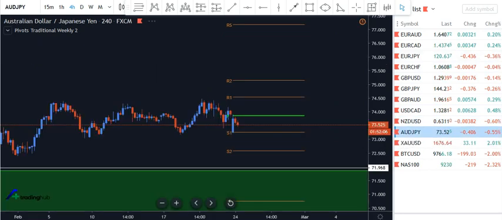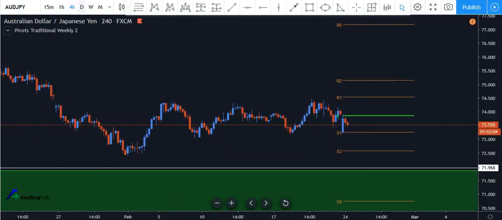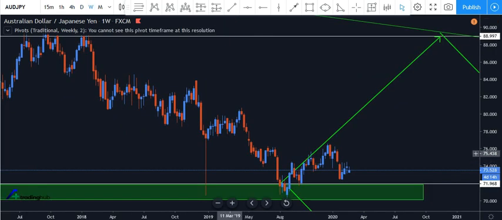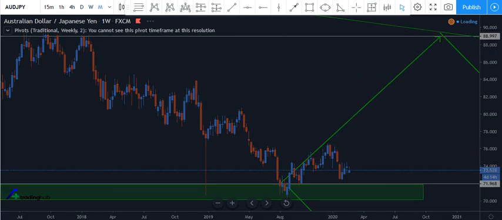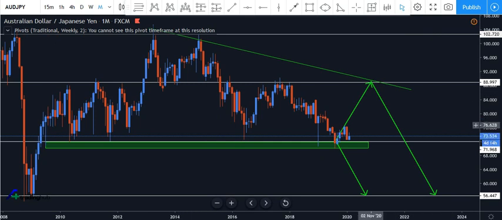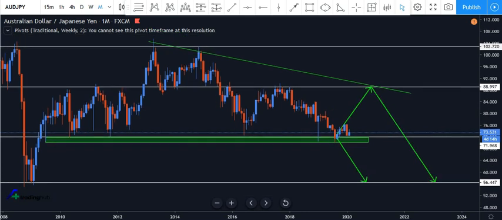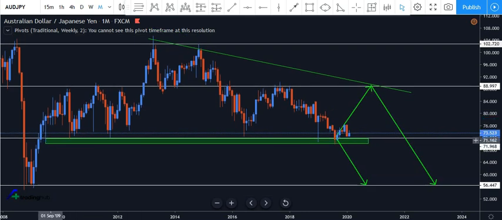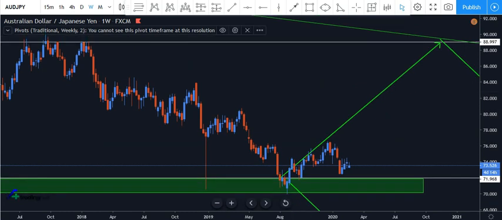Then AUD JPY. Alright, we start from weekly. First of all, let me show you the structure on the monthly. Alright, this is what we have on the monthly on this chart. You see, this is a key zone from 2009 to date. Price has not traded below this key zone here, so this is very strong. So we are looking for buying opportunities from there. So this is what we have. Let's go to the daily.